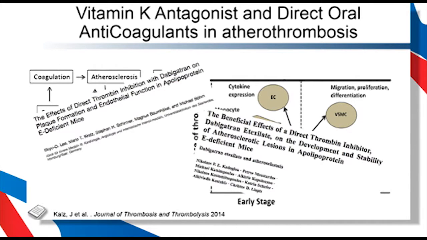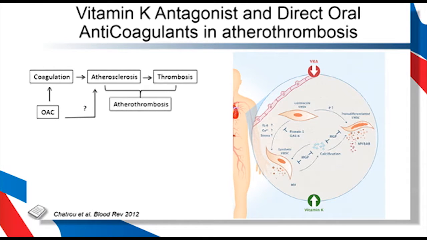But besides dabigatran, we also have our old school, as Rory nicely mentioned, vitamin K antagonist. And we know these induce anticoagulation via inactivating the vitamin K-dependent proteins in the coagulation cascade. However, these vitamin K-dependent proteins are also present in our vasculature, and I want to take you directly to this protein MGP, or matrix Gla protein.